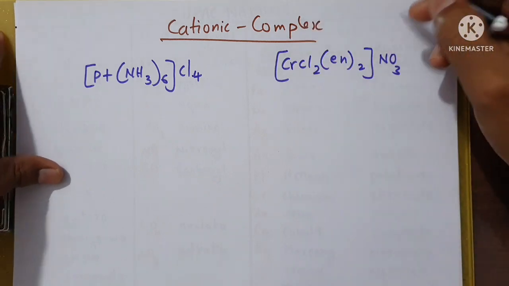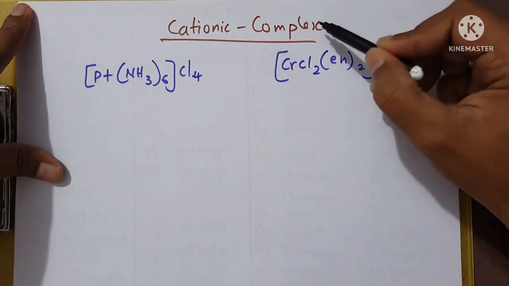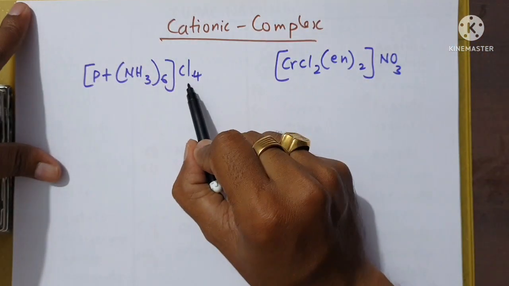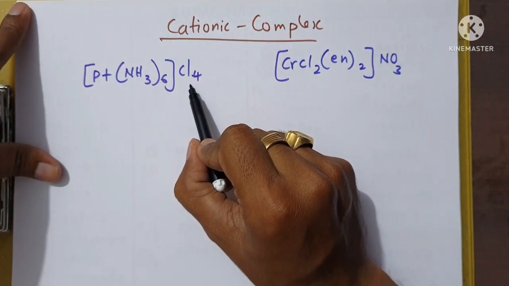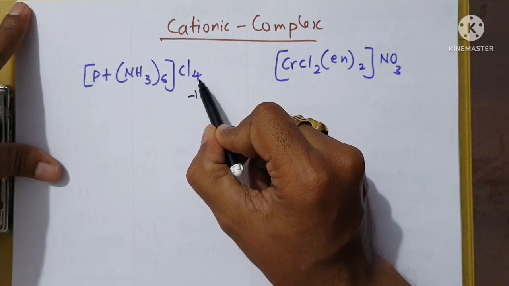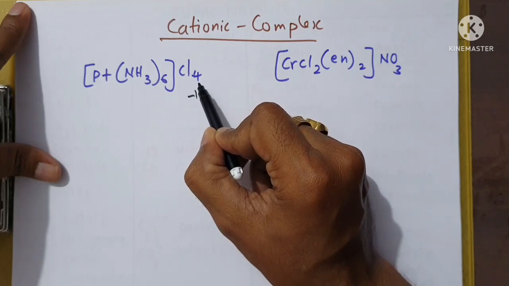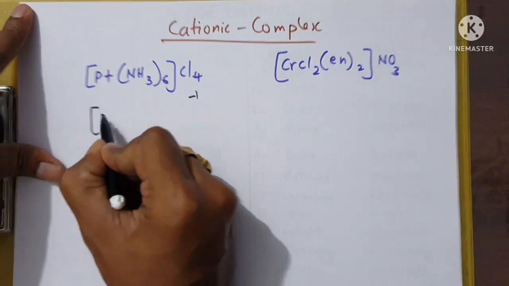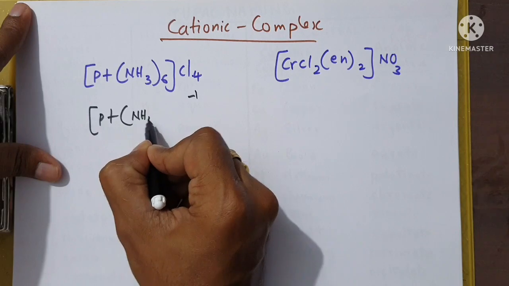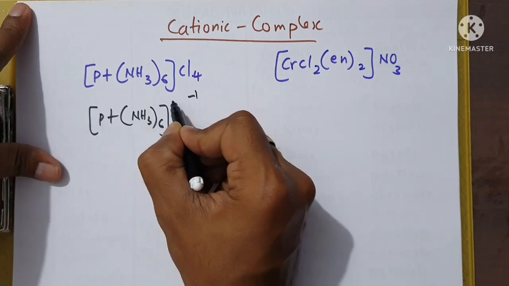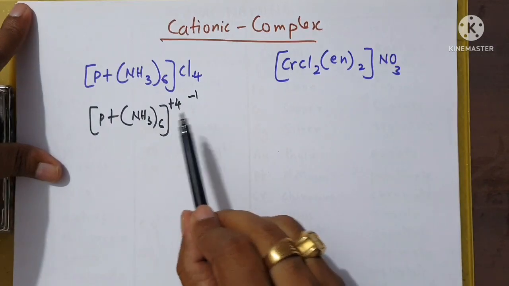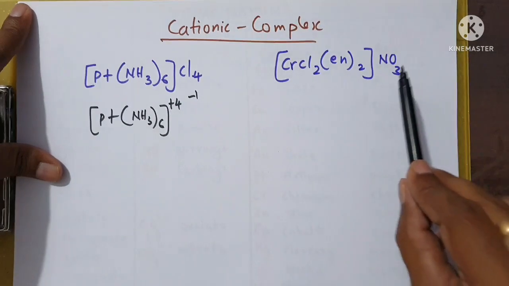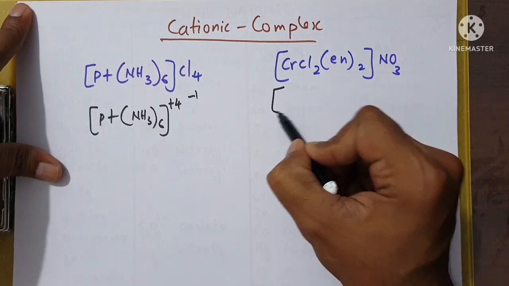Now let us try the cationic complexes, children. In the cationic complexes, you just see here, I am going to write the charge of the overall complex. For one chloride, it is -1. There are totally 4 chlorides. This becomes -4, and the overall charge of the complex will be +4. The overall charge of the complex is plus. That is why it is a cationic complex. Let me see the other example.